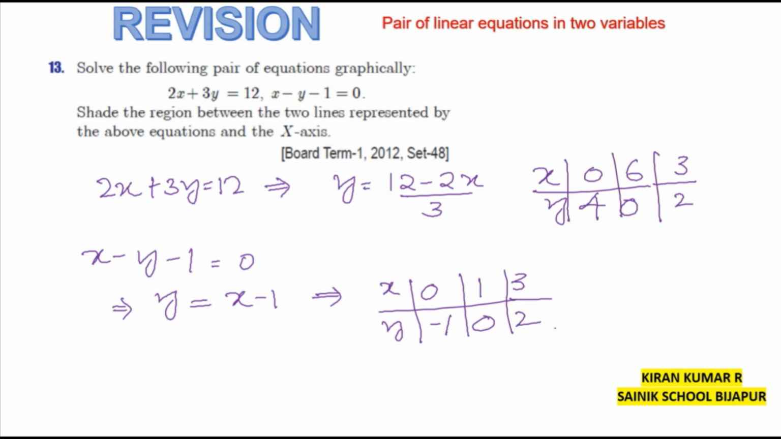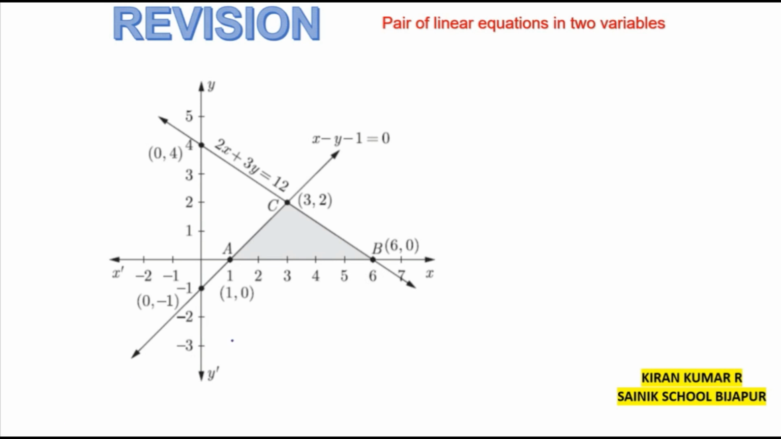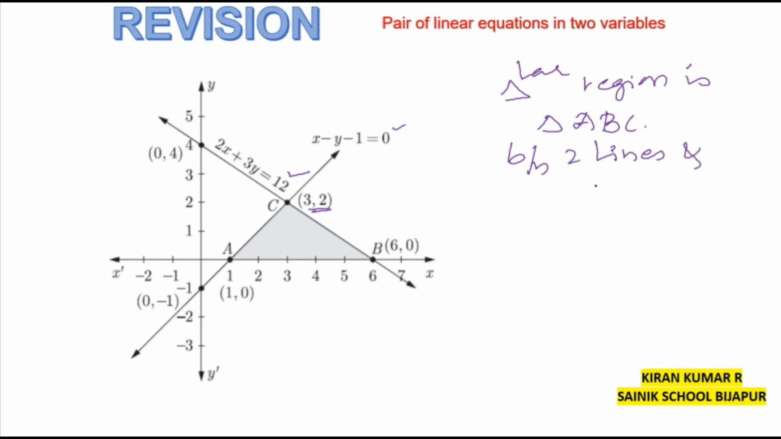Upon plotting the graph of the two equations, 2x plus 3y equal to 12 and x minus y minus 1 equal to 0, they meet each other at (3, 2). The triangular region is triangle ABC between the two lines and the x-axis.